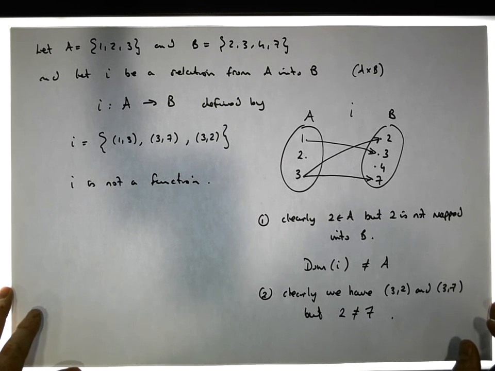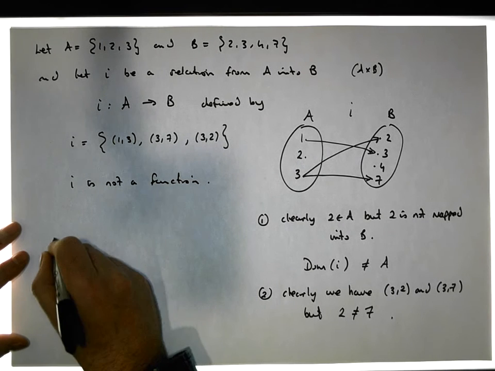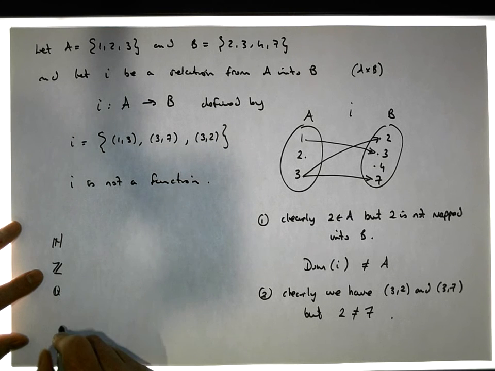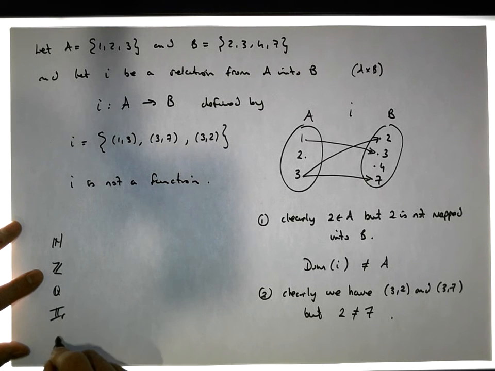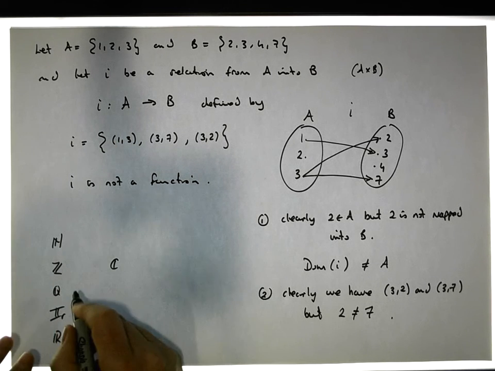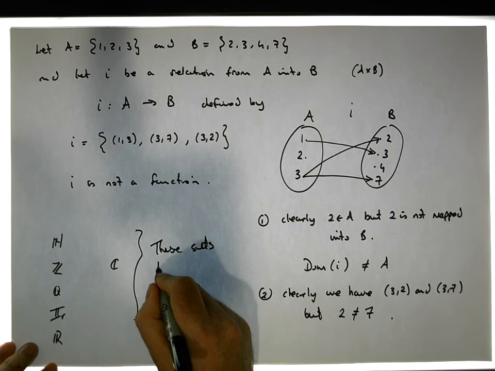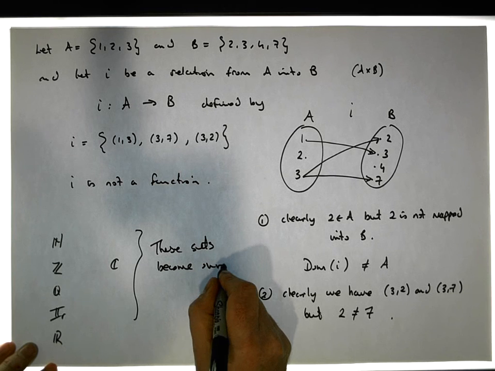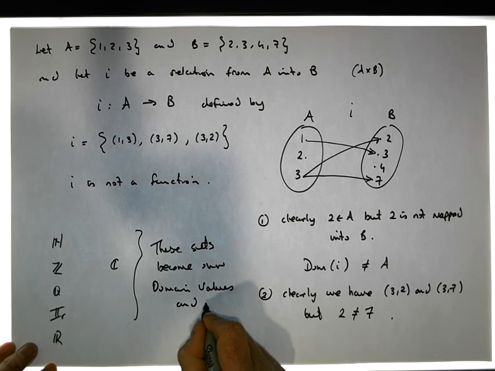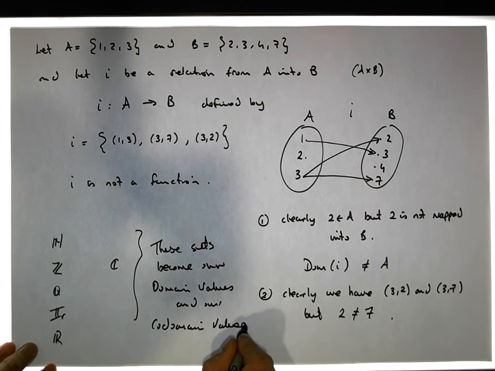In the next video, we're going to define functions where we use some of the familiar sets, like the natural numbers, the integers, the rational numbers, the irrational numbers, and the real numbers, and I suppose we could also use the complex numbers. These sets become our domain values and our codomain values. That's going to be important for us.